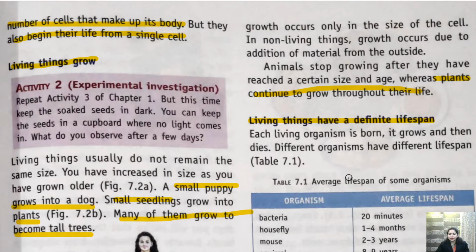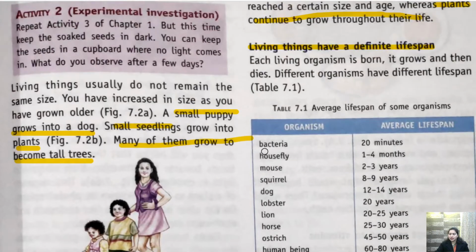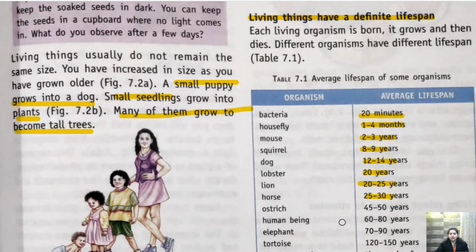Okay, like for example we have bacteria. तो बैक्टीरिया का लाइफ स्पैन क्या होता है? 20 मिनट्स. सो मैक्सिमम ये 20 मिनट तक सरवाइव कर सकते हैं. House fly 1 to 4 months. Mouse 2 to 3 years. Squirrel 8 to 9 years. Dog 12 to 14 years. Lobster 20 years. Lion 20 to 25. Horse 25 to 30. Then ostrich 45 to 50 years.